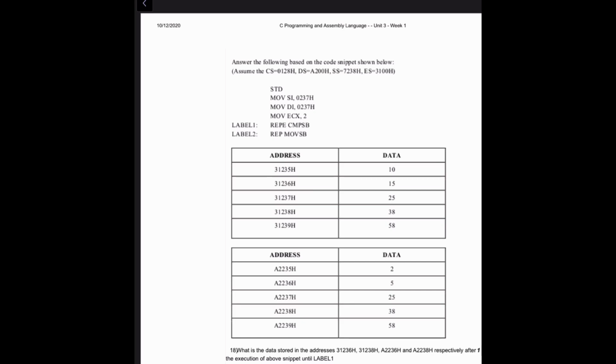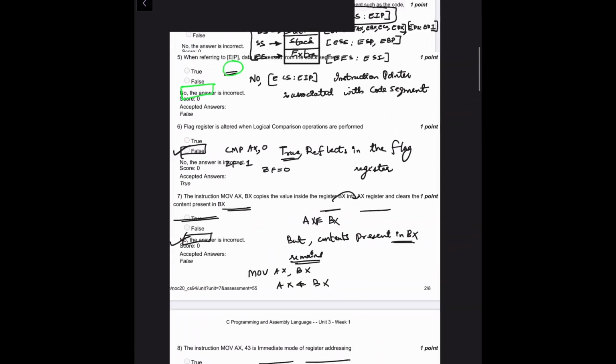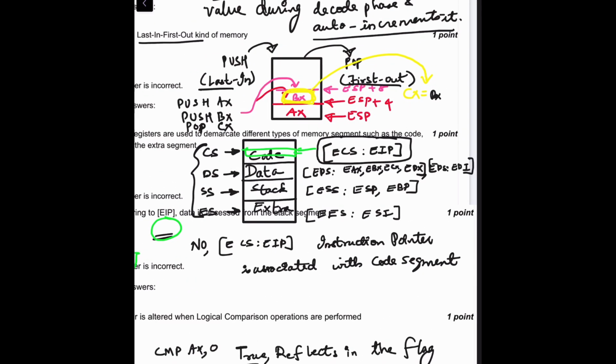So before we go ahead to question 18, we'll just go back to this. I'm sorry about this. This is a mistake. This is supposed to be ES colon EDI, and this is supposed to be DS colon ESI. So please make note of this change.